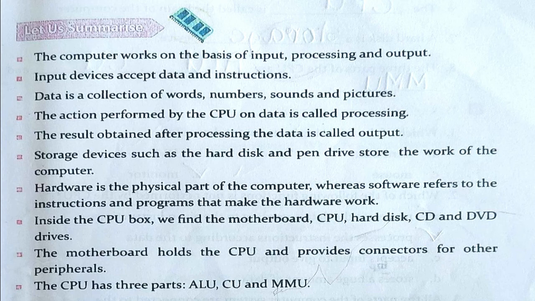7. Hardware is the physical part of the computer, whereas software refers to the instructions and programs that make the hardware work. 8. Inside the CPU box, we find the motherboard, CPU, hard disk, CD and DVD drives. 9. The motherboard holds the CPU and provides connectors for other peripherals. 10. The CPU has three parts: ALU, CU and MMU.